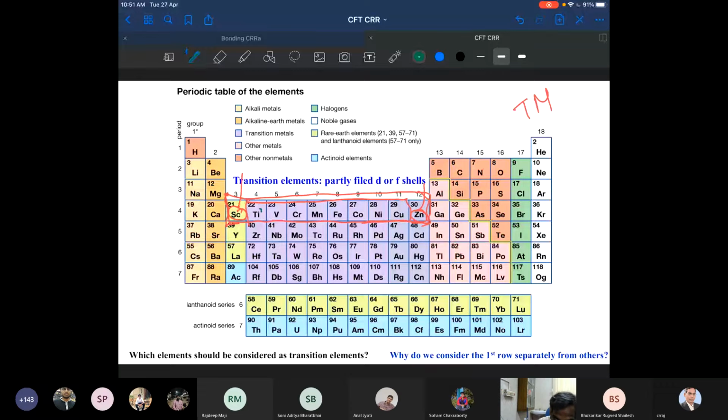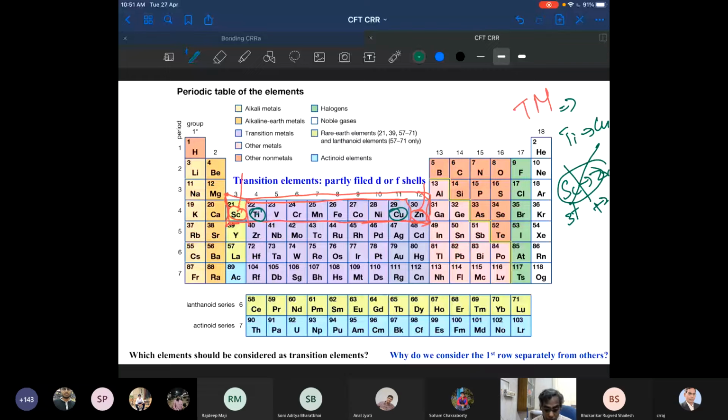This is titanium to copper, we consider separately. So the transition metal is basically your titanium to copper, not scandium to zinc, because the stable oxidation state for scandium is 3+. There is no partially filled orbital. And in the case of zinc, +2 is the stable oxidation state. There is no partially filled orbital. So scandium and zinc are out of the definition of transition metal. So we'll be talking about titanium to copper.